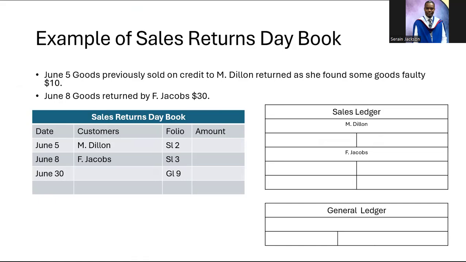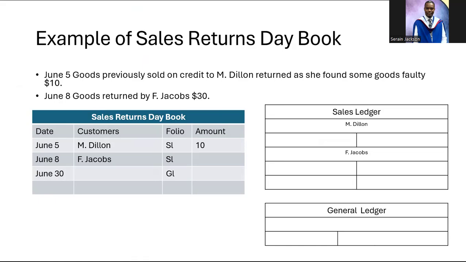All right, so June 5, goods previously sold on credit to M. Dillon returned, right, as she found some of the goods to be faulty, at least $10. So you put in the information, pretty simple. June 5, M. Dillon with the customer, sales ledger, right? You know, if they give you a folio number, you put the folio number there. You would put the note number on the credit note if they give you that information. All right, a lot of times they don't give you that information in the exam, right? They just ask you to show what you see right here.